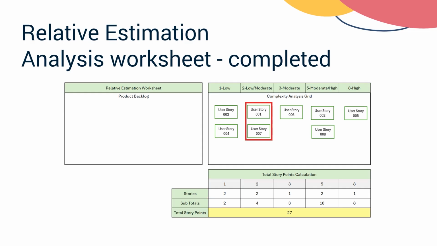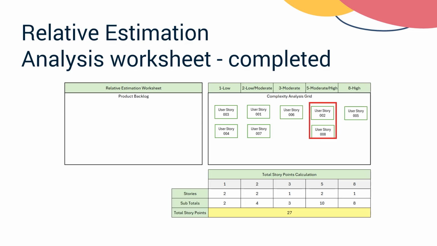There are 2 stories in the low/moderate column. Using the Cohn model, these stories are assigned 2 story points each. Total story points equals the number of stories times the story points, so the subtotal for the low/moderate column is 4. There is only 1 user story in the moderate column, which is assigned 3 story points, so the subtotal for this column is 3.